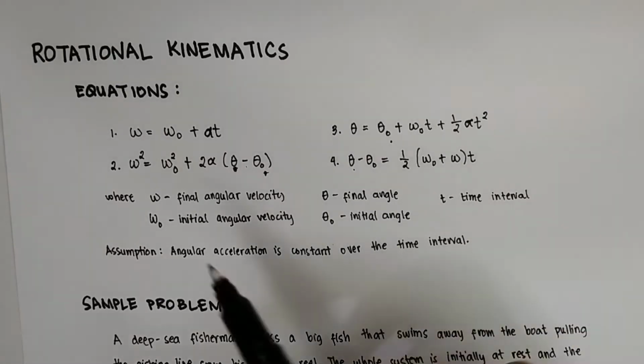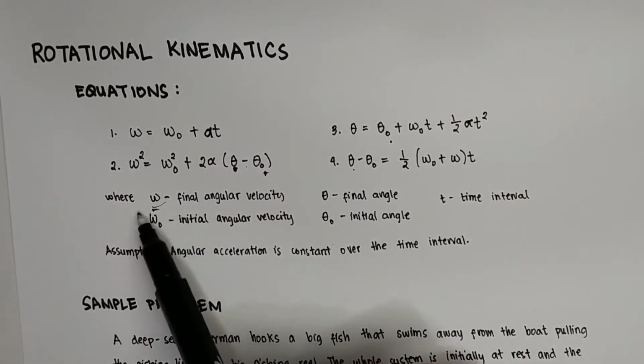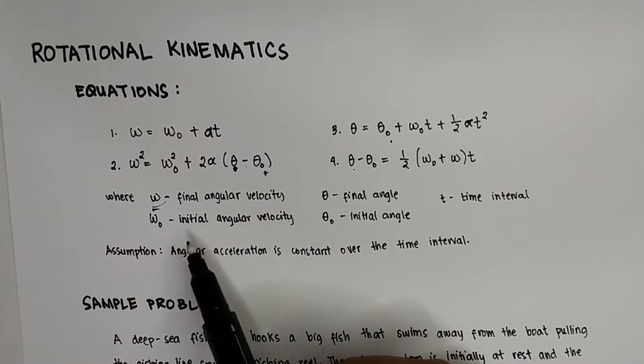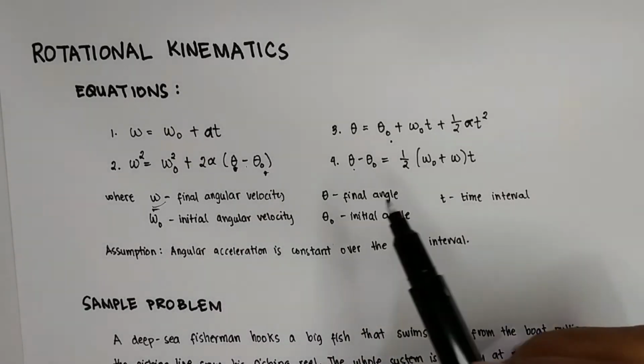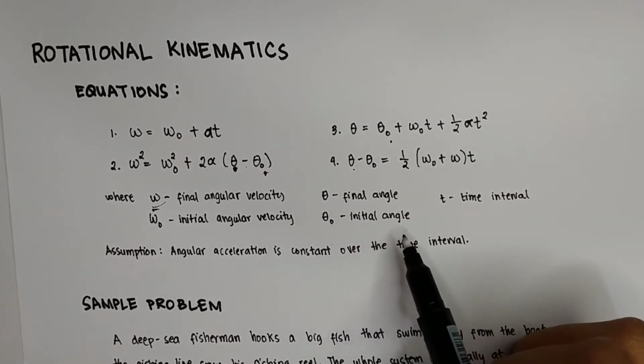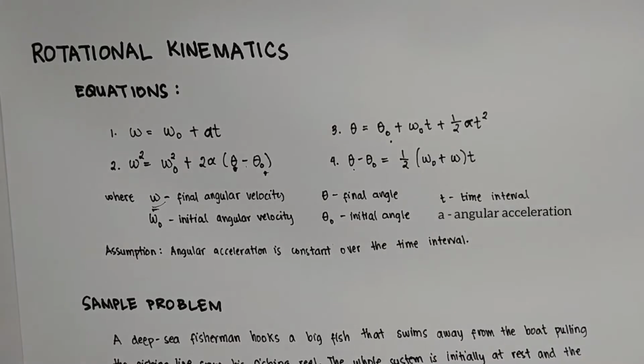Take note that our omega, the one without a subscript, is the final angular velocity. Our omega sub 0 is the initial angular velocity. Our theta is the final angle, and theta sub 0 is the initial angle. Then our t is the time interval.